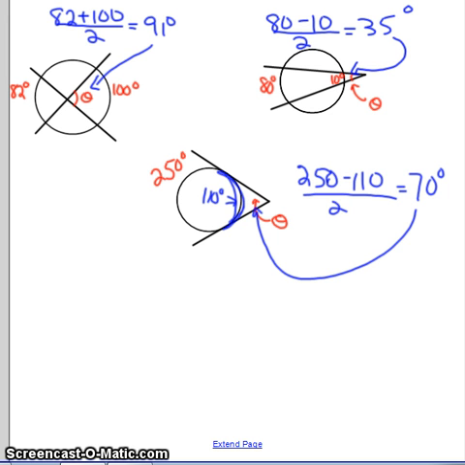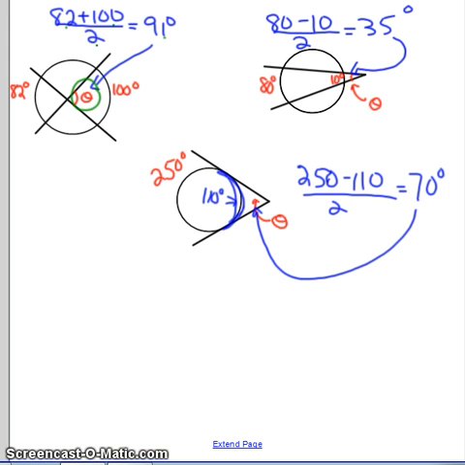All right, here's our three answers. In the first one, we're going to average 100 degrees and 82 degrees. So 82 plus 100 divided by 2 gets you 91 degrees. So theta is equal to 91 degrees. The intersection occurred inside the circle, so you added and divided by 2.